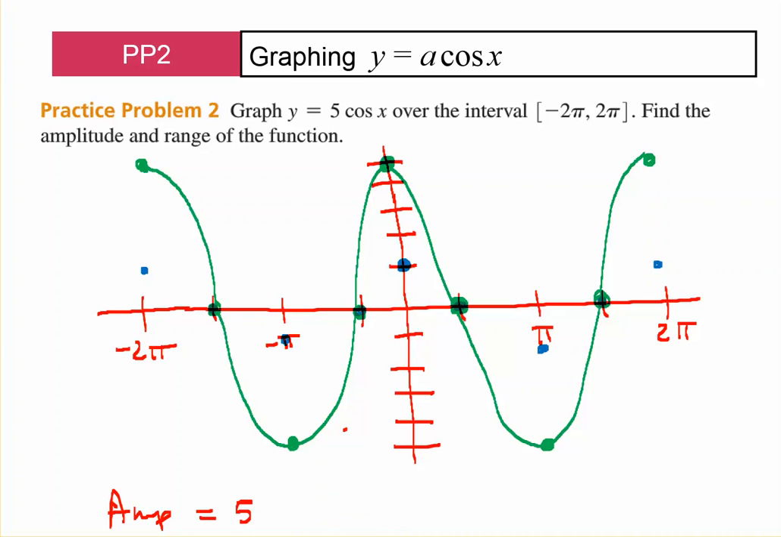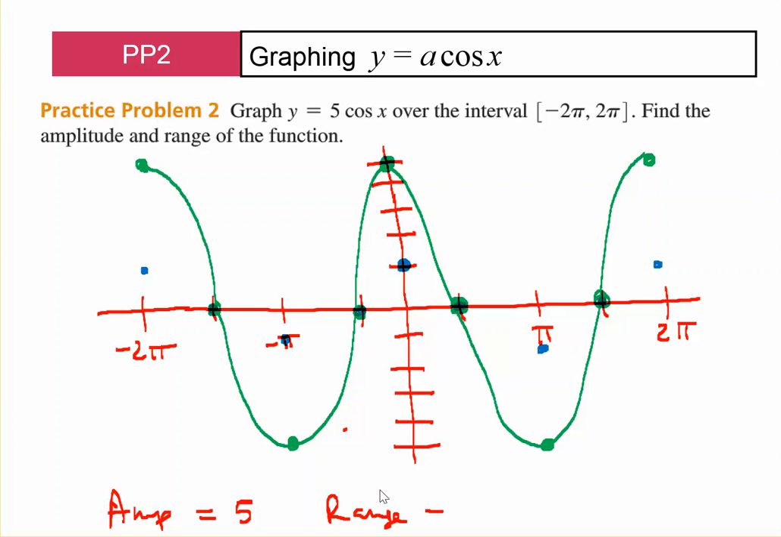would just be 5, right? It's the absolute value of that number. So if this was a negative 5, the amplitude would still be a positive 5. So amplitude is the number in front, the absolute value of the number in front.